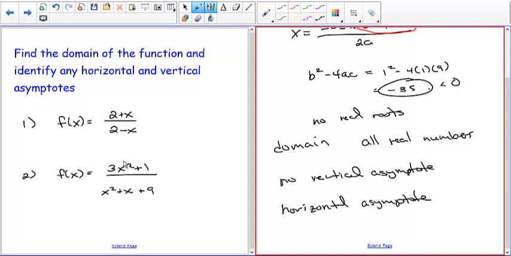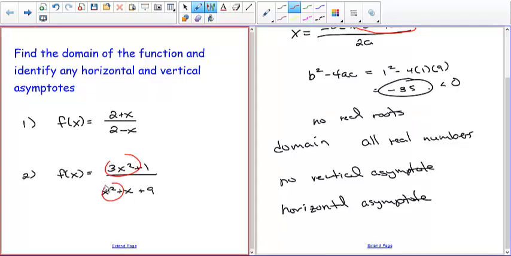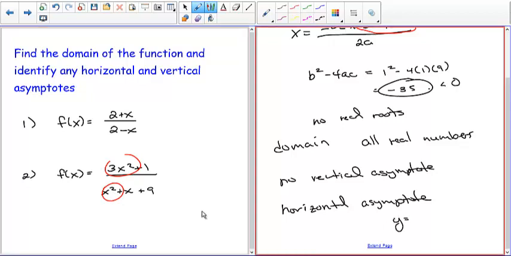It's got the highest order term, which in this case is 3x squared and x squared. So you take the leading coefficients. So you say y is the ratio of the leading coefficients to the highest order term, which are 3. And it doesn't say it, but it's implied 1. So the answer is y equals 3.